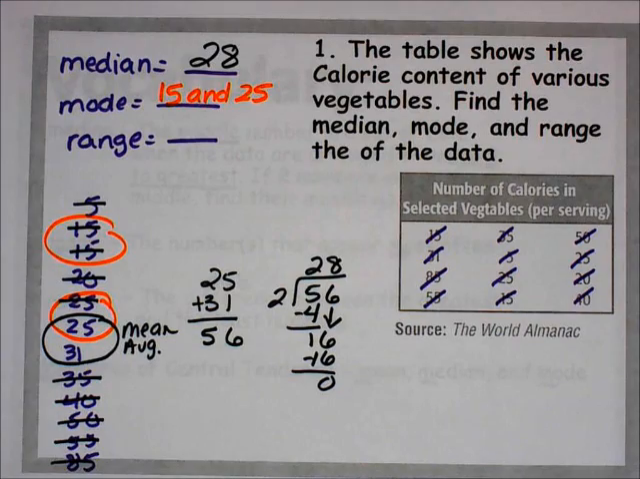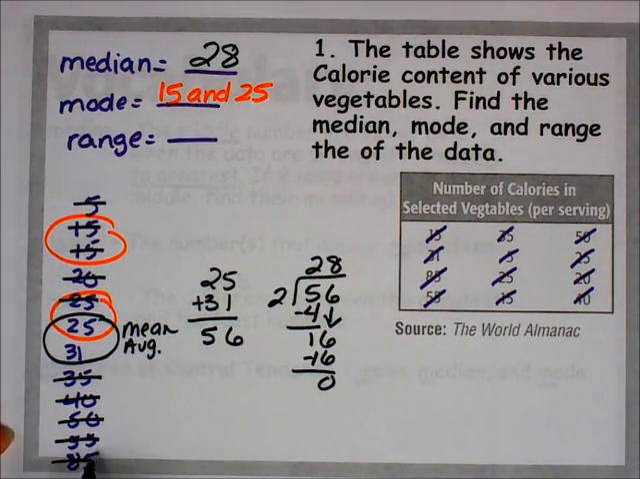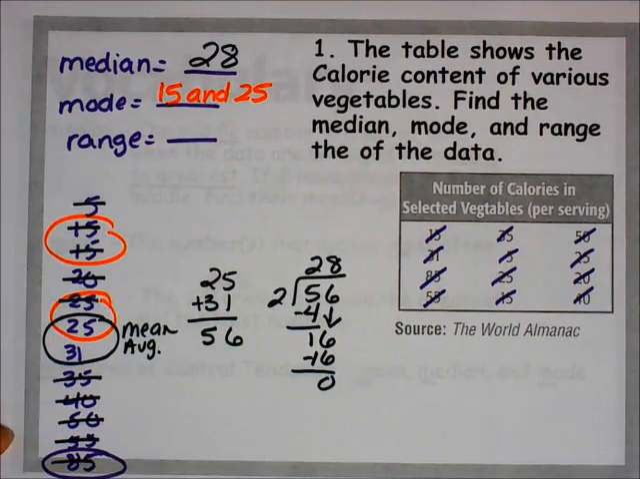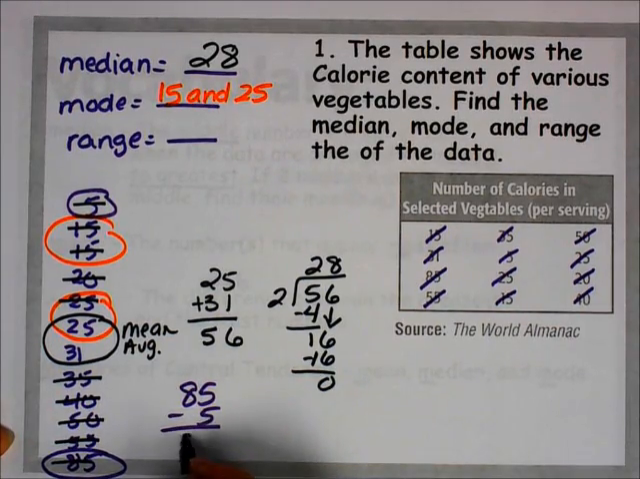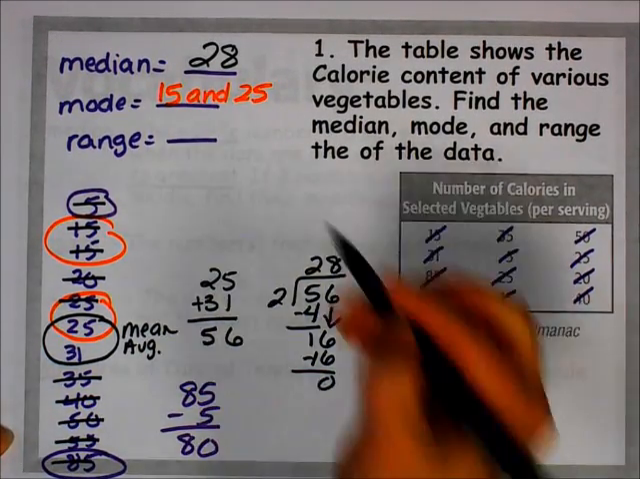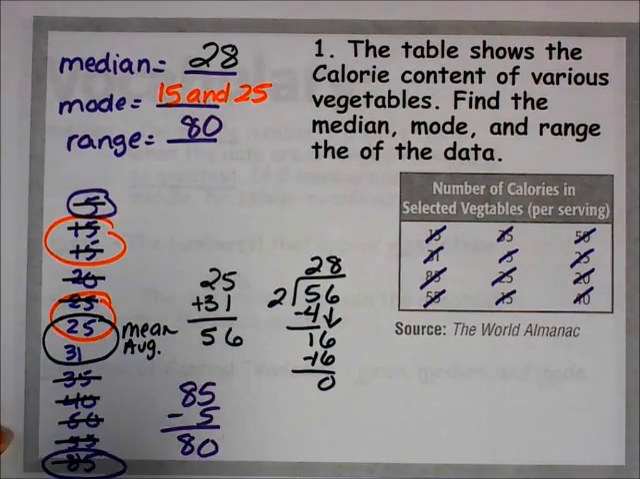Now I need to find the range. In order to find the range, I take the greatest number, which is 85, and subtract the smallest number, which is 5. So 85 minus 5 is 80. So my range is 80.